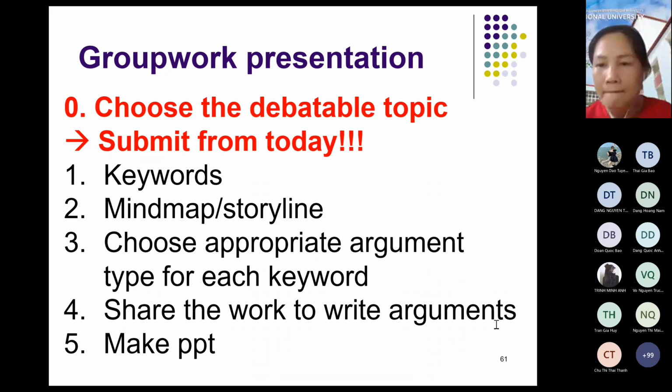And then An Huy asked to explain again what we have to deal with the topic. You have to pick the topic first, An Huy. You have to pick now. Look at the slide from me now. Step 0 at the very beginning: you need to pick a debatable topic. That is what you need to do for this week, or at the latest next week. You should finalize the topic with an opinion.